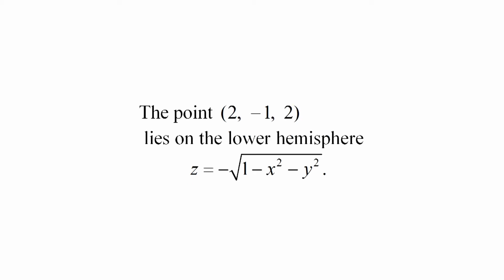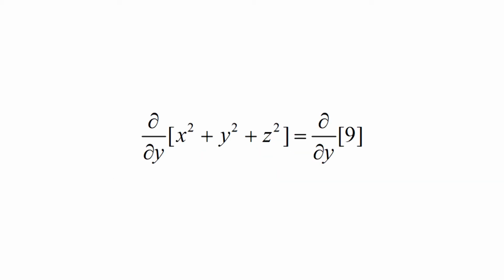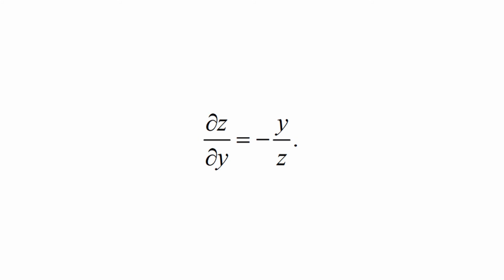The point (2, -1, 2) lies on the lower hemisphere z = -√(9 - x^2 - y^2). Instead of finding ∂z/∂y using this z value directly, we use implicit partial differentiation as follows. ∂/∂y of (x^2 + y^2 + z^2) = ∂/∂y of 9 implies 0 + 2y + 2z ∂z/∂y = 0 implies ∂z/∂y = -y/z.